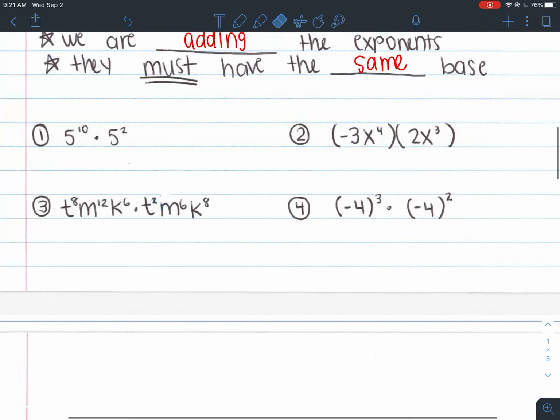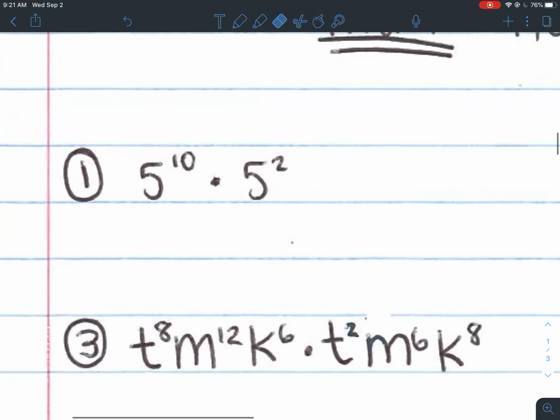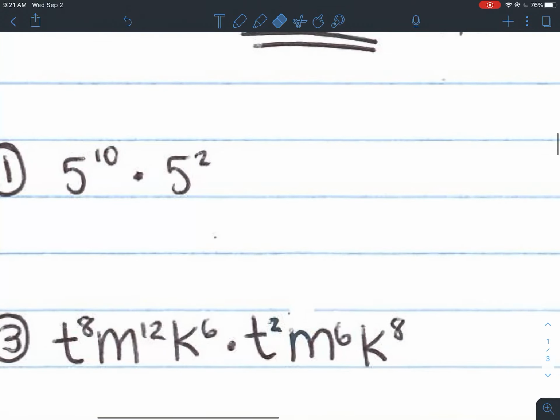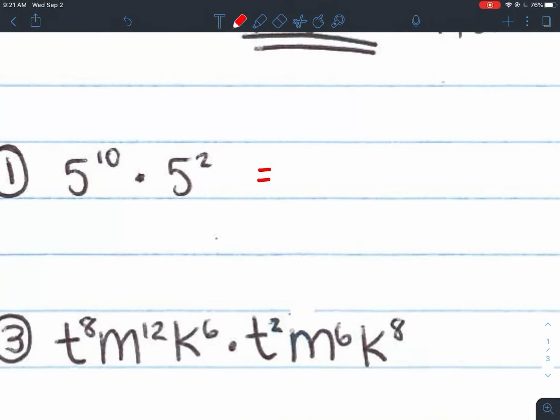Okay, so we're going to practice with some down here. So we have 5 to the 10th times 5 squared. Now what does 5 to the 10th mean? Well, 5 to the 10th means I have 10 5s, right? I have 10 of them being multiplied together, so I have 5 times 5 times 5 times 5, and so on. And then I have 5 squared, which is 5 times 5. So I have 10 5s being multiplied to 2 5s. So in total, how many 5s are being multiplied together here? I have 12 5s being multiplied together, so it'll be 5 to the 12th power.